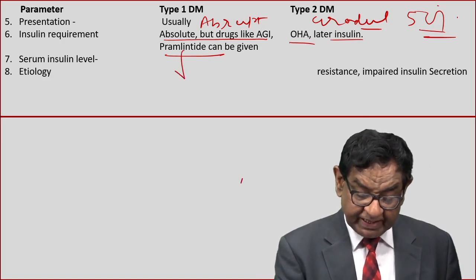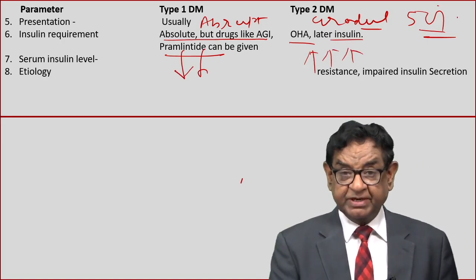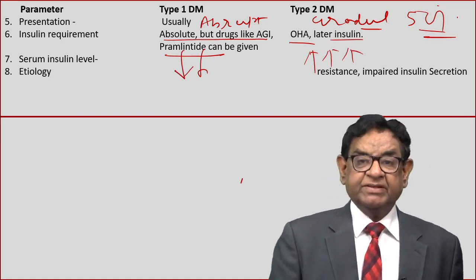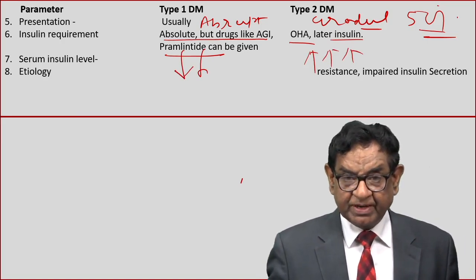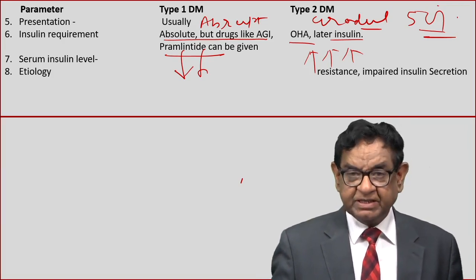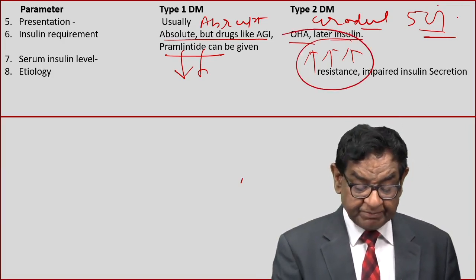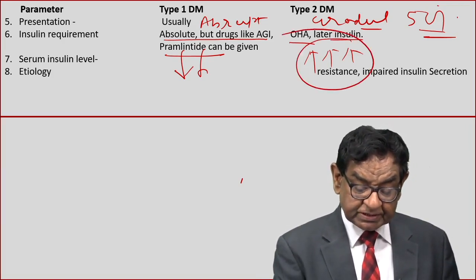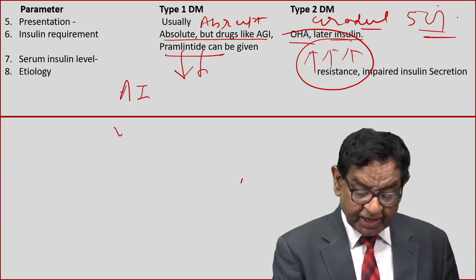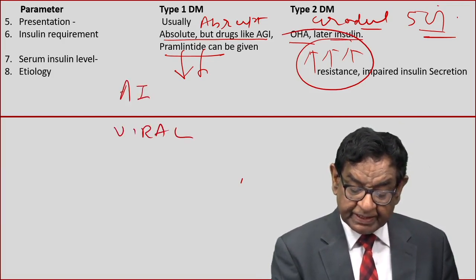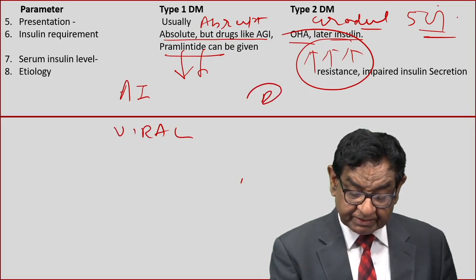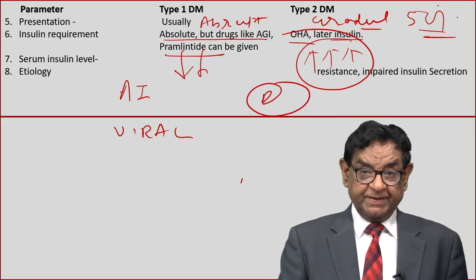Serum insulin level is highly increased, in a state of hyperinsulinemia, initially at least. In the very advanced stage here also insulin level may go down, but initially serum insulin level is very high in type 2 diabetes. Etiology is not autoimmune or viral. Here insulin resistance is the main feature, which is due to obesity.